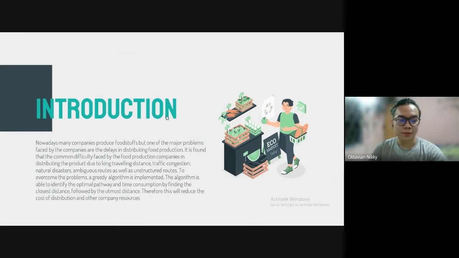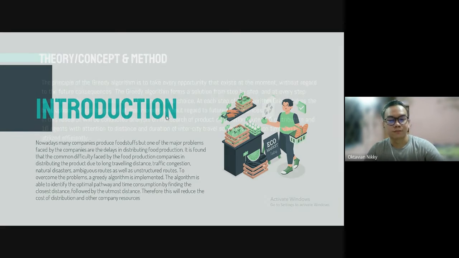To overcome the problems, a greedy algorithm is implemented. The algorithm is able to identify the optimal pathway and time consumption by finding the closest distance, followed by the utmost distance. Therefore, this will reduce the cost of distribution and other company resources.